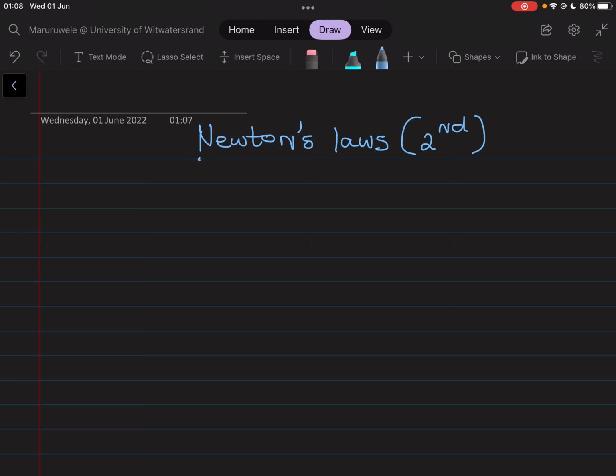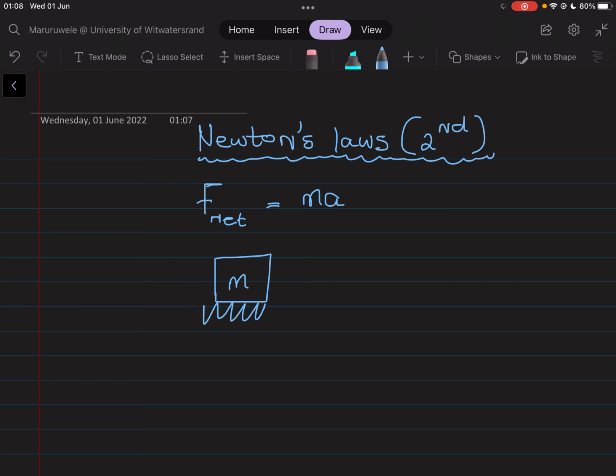So Newton's laws, we're gonna be looking particularly at the second law of motion, which is the one that most of the time carries more marks. The one that is defined by this equation, the sum of all forces acting on a body equals the mass multiplied by the acceleration. So if you have a block of a certain mass m, and then it's on a rough surface, and then there's an applied force that is pushing the block.